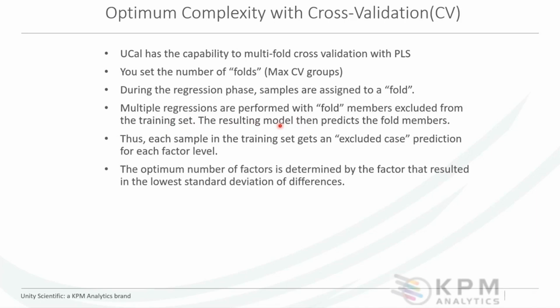The resulting model from the included samples is then used to predict the fold members. In this way, we can use the calibration samples, but also have a degree of independent validation within our regression process. Thus, each sample in the training set is present once in an excluded case, and it functions as a validation sample. We can use this to determine the optimum number of factors.